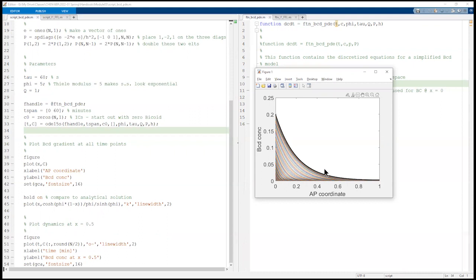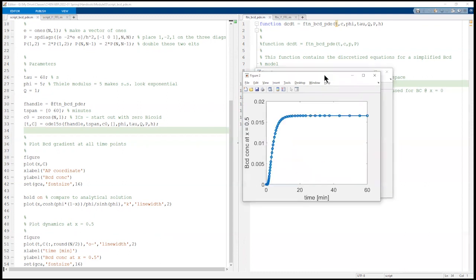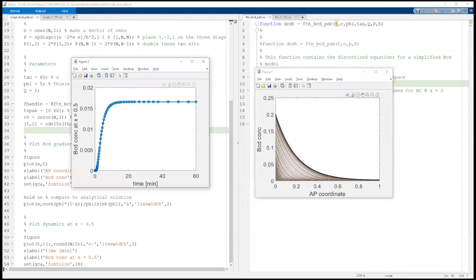We did it right. The other weird thing about this, which I just noticed in the middle of my lecture: here is the Bicoid concentration at x equals 0.5, right in the middle. You can see how it starts off slow, then grows really fast, and then eventually reaches steady state. It starts off slow because Bicoid hasn't diffused there yet. Then it grows really fast when the Bicoid gradient front diffuses out past that point, and it reaches steady state at about 20 minutes.